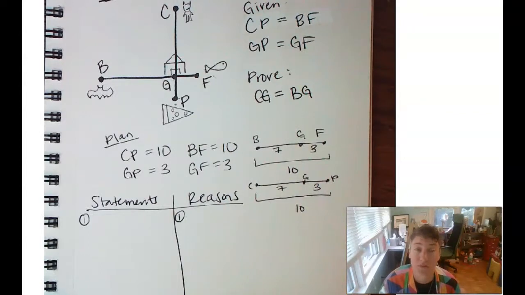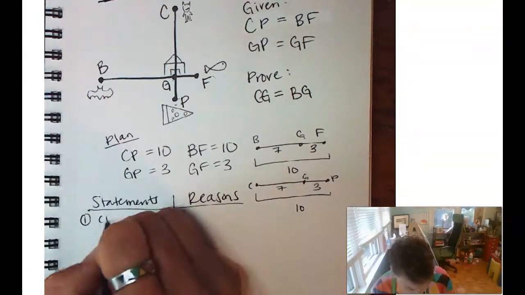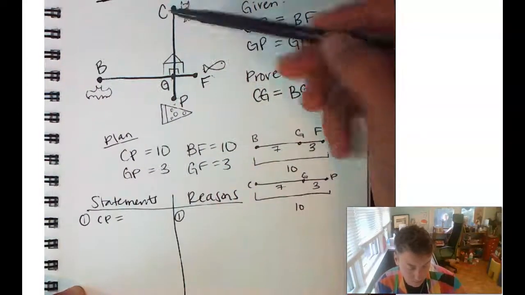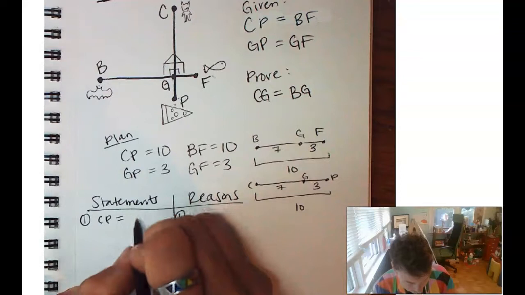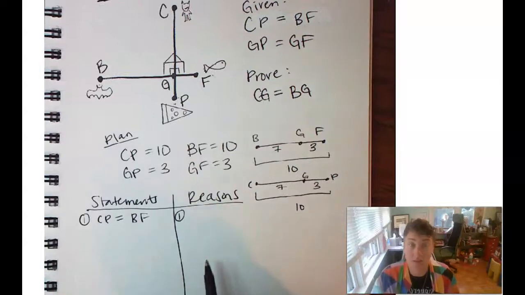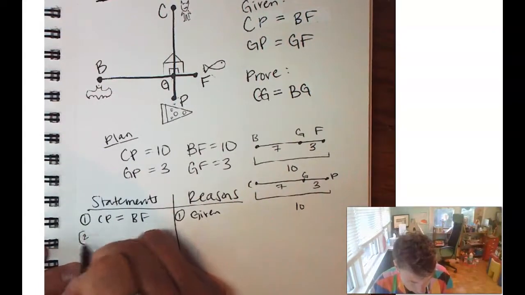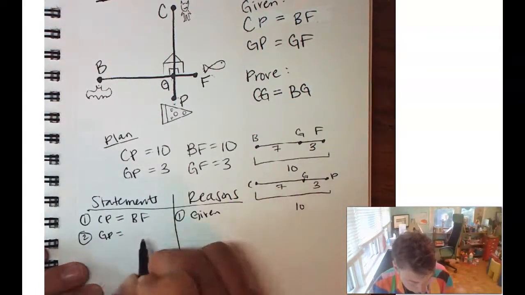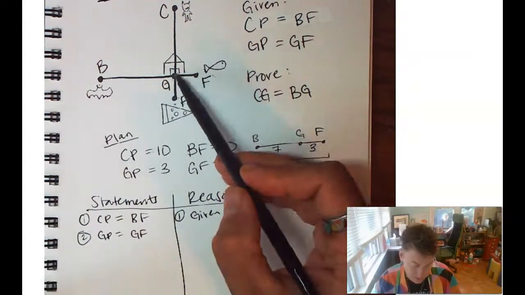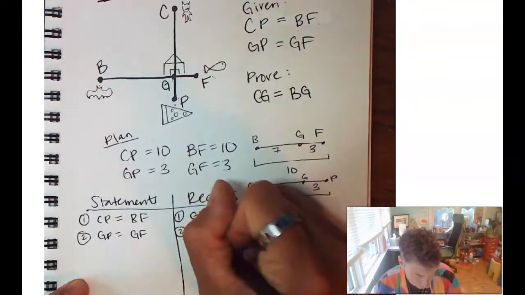So let's start with the information that we were given, which was that CP and BF were congruent. Not congruent, their lengths were equal to each other, right? From Catwoman to the pizza place is the same as Batman to the fish place. And what's our reason for being able to say that? It was given to us. Just like GP is equal to GF. From downtown Gotham City to the fish place was the same as downtown Gotham City to the pizza place. That's the same reason, it's given.